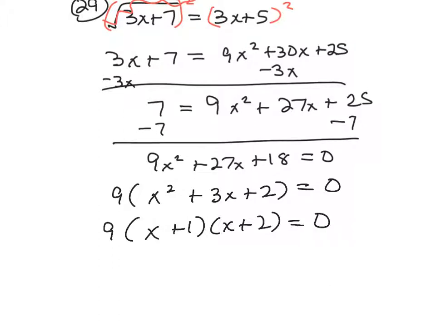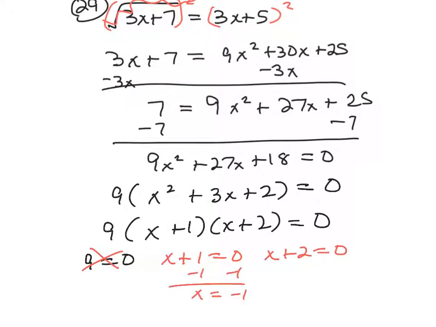Again, set each of the factors equal to 0. Now, the 9 here, when I set that equal to 0, there's no variable to solve for, so I don't need to do anything with the GCF. I now set x plus 1 equal to 0 and x plus 2 equal to 0. Subtract 1, x equals negative 1. Subtract 2, x equals negative 2.